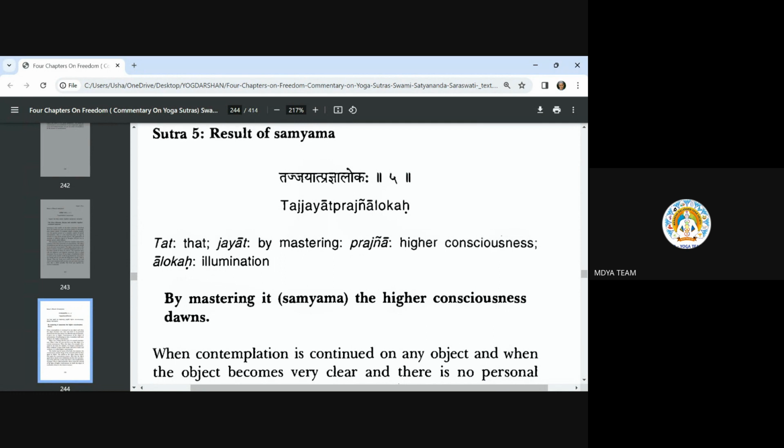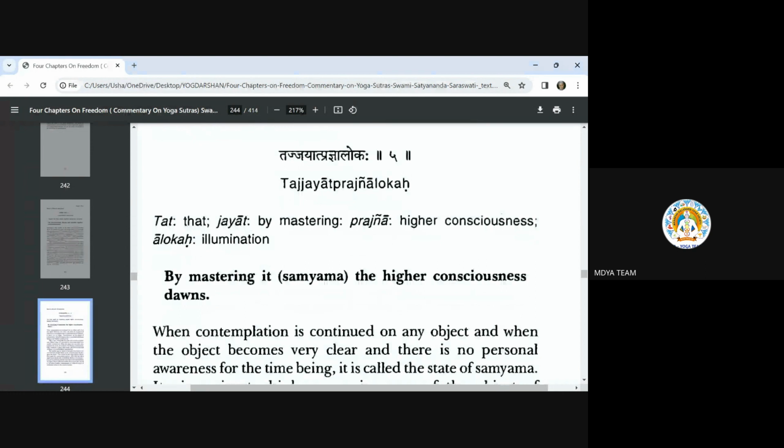Okay, so please remember that. This is about the fifth sutra. Is that clear? Tat jayat prajna alokaha. The mastery of sanyama gives prajna, which is the intuitive wisdom or inner illumination.